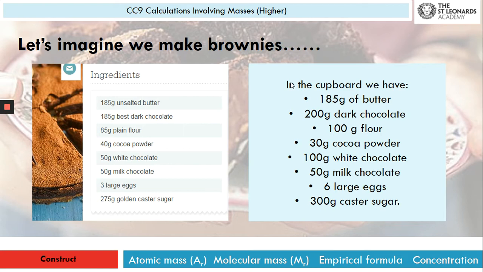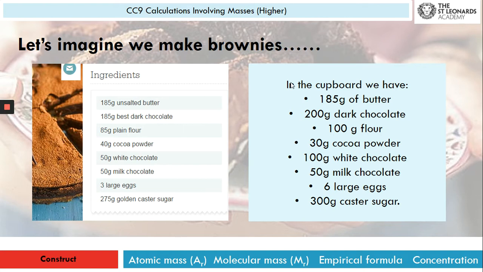So have a look, see if you can figure out what it is, what would be the limiting reactant to make these brownies. So having a look down, you can see we've got exactly the right amount of butter, we've got more chocolate than we need, we've got more flour than we need, so they're in excess.